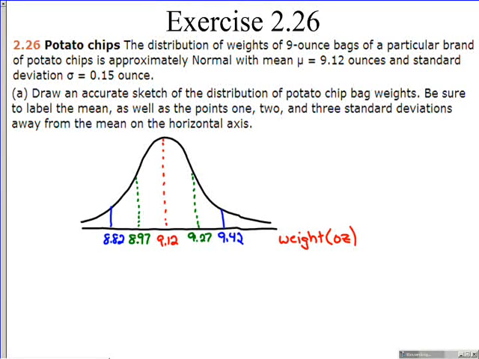Go 3 standard deviations, and we are going to be at 9.57 and 8.67. Okay, so there's our distribution. Now we're going to use this distribution to answer some questions.